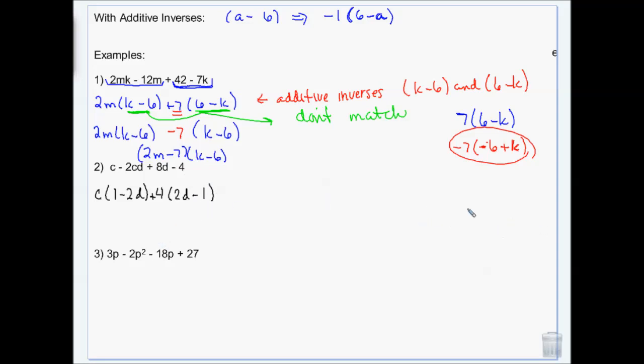So the answer for the one that we just did is 2m minus 7 times k minus 6. Here, do you see how I pulled the c out and you see how I pulled the 4 out? Same numbers, wrong signs. So I'm going to change that 4 to negative, and then that negative 1 will become positive. So I do 1 minus 2d, and now it matches. So this becomes c minus 4 times 1 minus 2d.